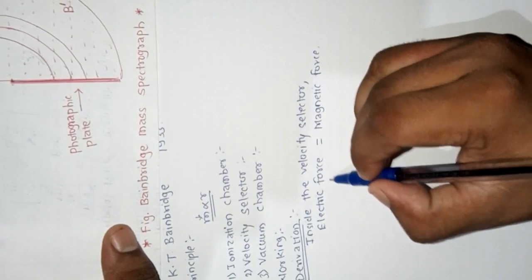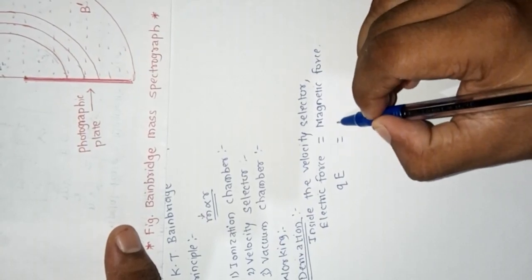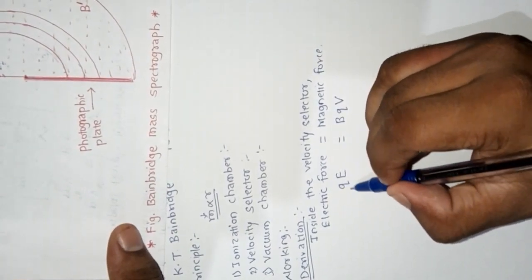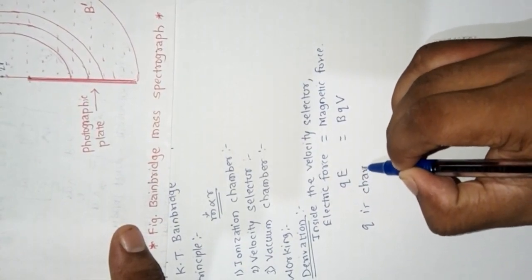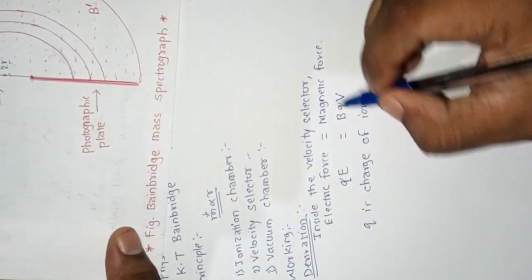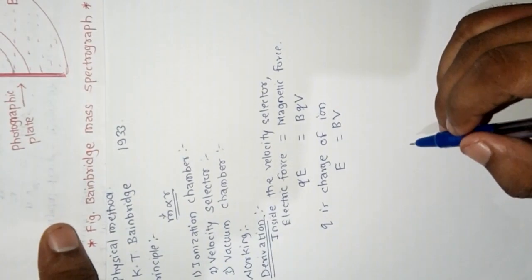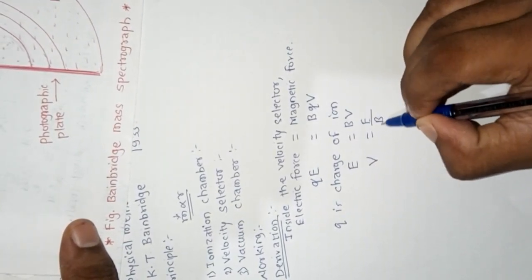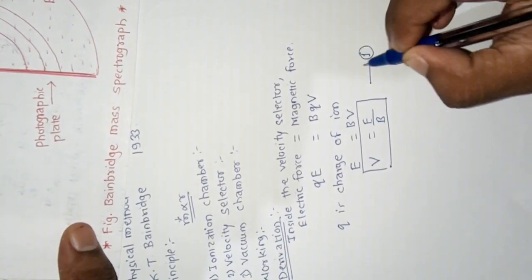As we know, the value of electric force is Q into E, and the value of the magnetic force is BQV. Here Q is the charge of ion. So now this Q and this Q get cancelled. So we get E is equal to B into V. From this equation we get V is equal to E upon B. Suppose this is equation number 1.